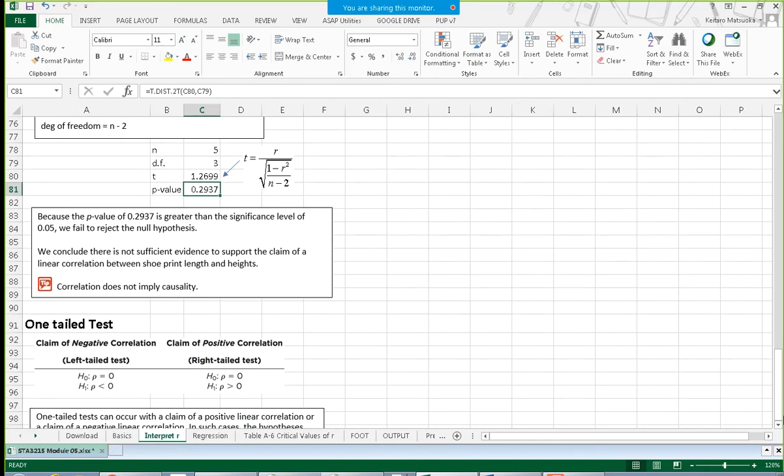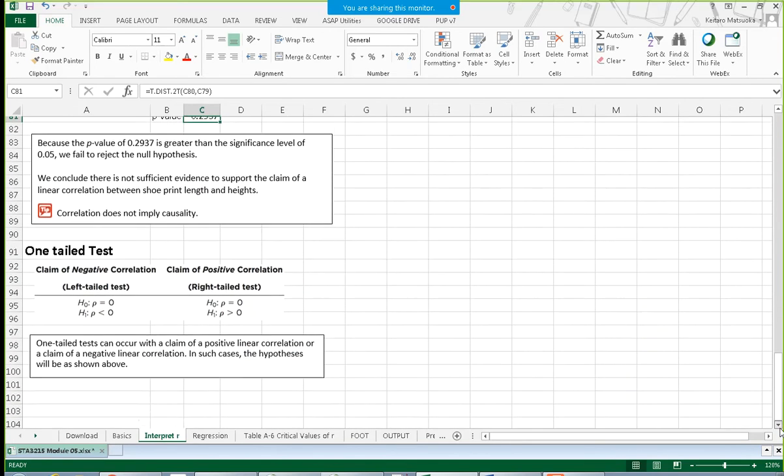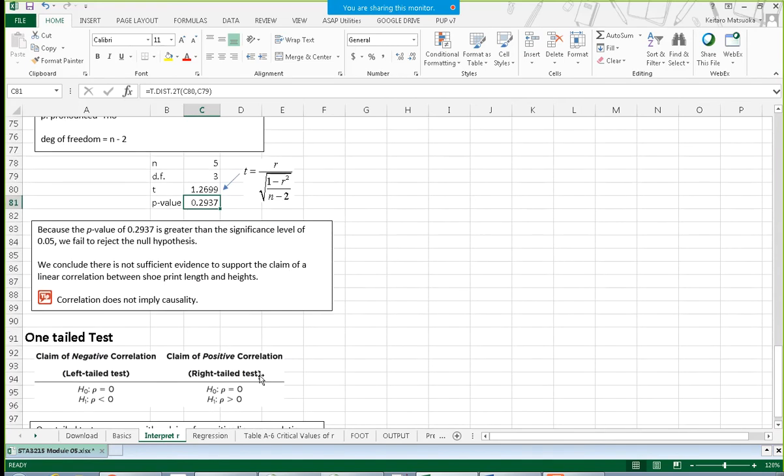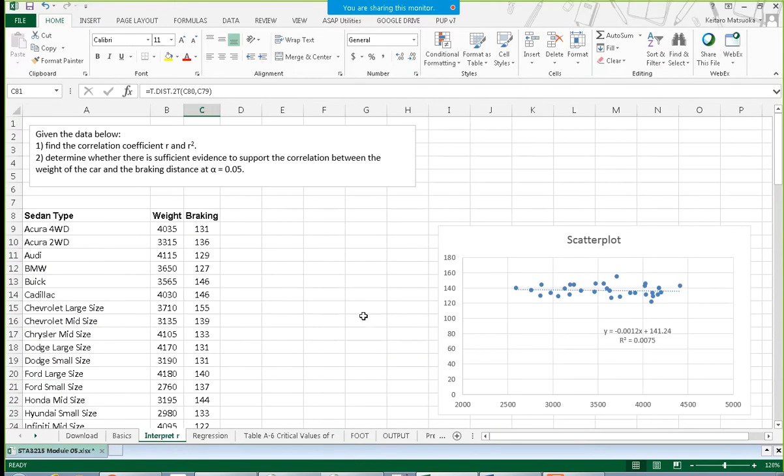How do you do a one-tailed test? Well, we're not going to get into that, but if you ever had to do that, here's how you set up the claim of a negative correlation. That rho is less than 0, which means it's going to be a left-tailed test. And if it's a positive correlation, then it's a right-tailed test. Okay. We're not going to cover that. This is just for FYI. So that's regression, or sorry, correlation.